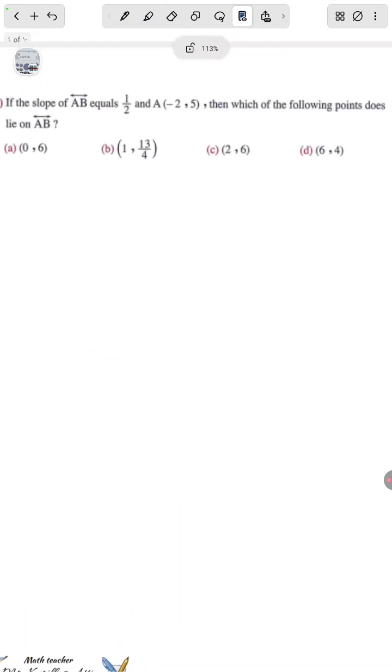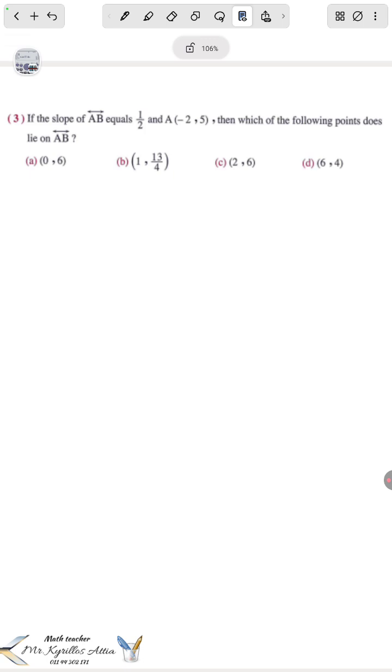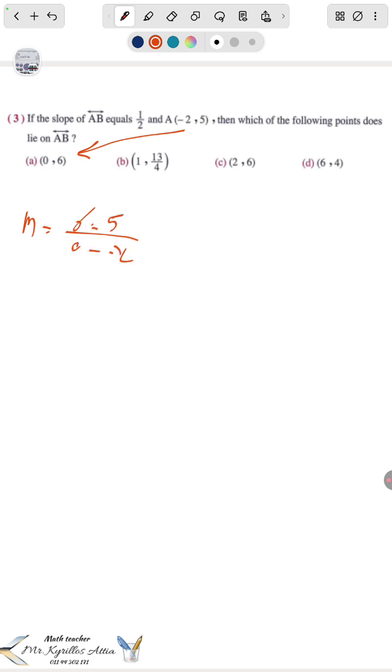The slope of AB equals half and A is negative 2 and 5. Which of the following points lies on AB? We can get the slope between A and this point, so m equals y2 minus y1 over x2 minus x1, 6 minus 5 over 0 minus negative 2, which equals 1 over 2. It is the same slope, so letter A is the correct answer.